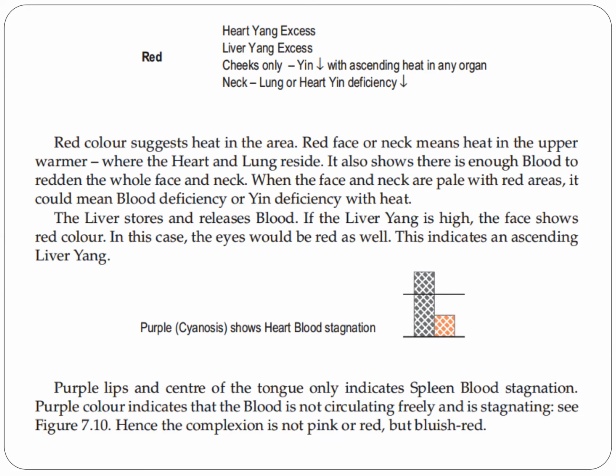Purple cyanosis shows heart blood stagnation. Purple lips and center of the tongue only indicates spleen blood stagnation. Purple color indicates that the blood is not circulating freely and is stagnating. Hence, the complexion is not pink or red, but bluish red. Okay?